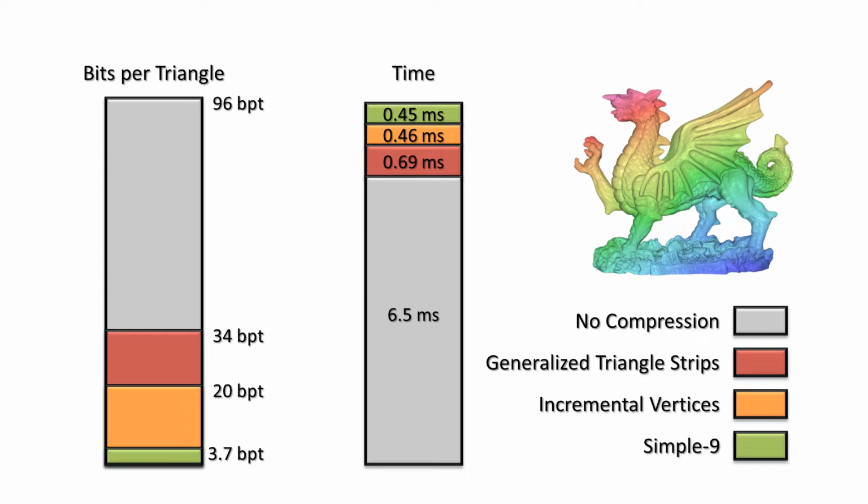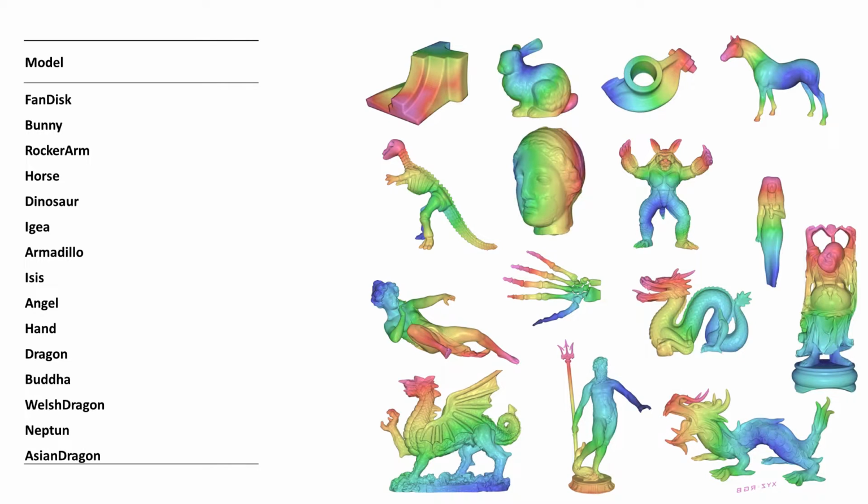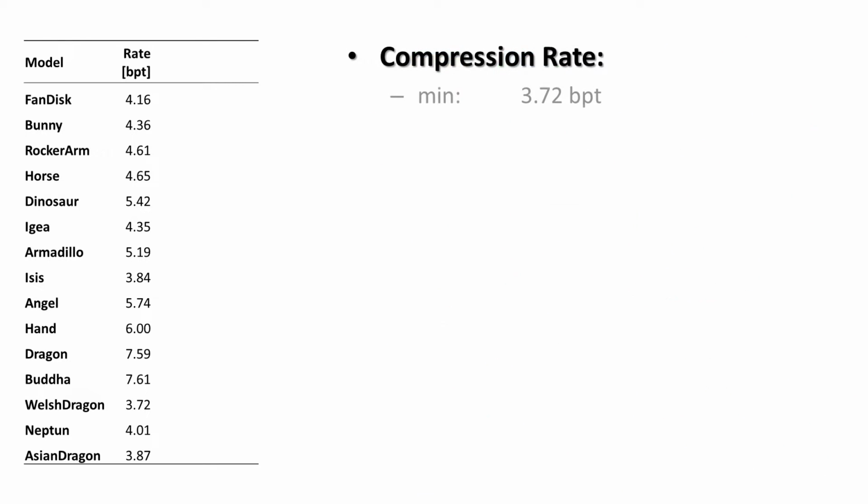This concludes the explanation of our compression and decompression technique. So let's evaluate our algorithm on various models of different mesh complexity ranging from thousands of triangles to millions of triangles. And there we see that our algorithm is able to compress triangle meshes down to just a few bits for every triangle. More precisely, our best model compresses with 3.72 bits per triangle, our medium model with 4.61 bits per triangle, and our worst model with 7.61 bits per triangle.